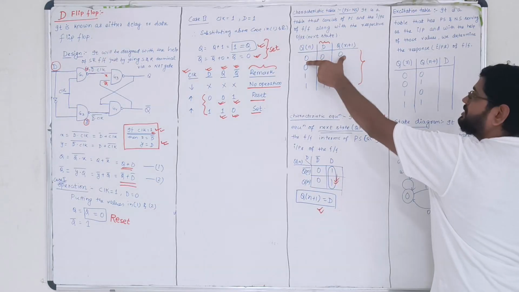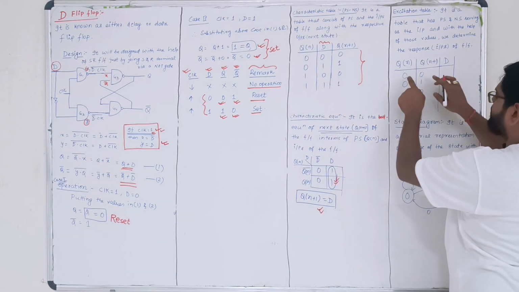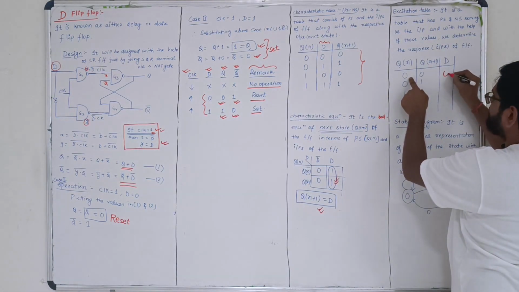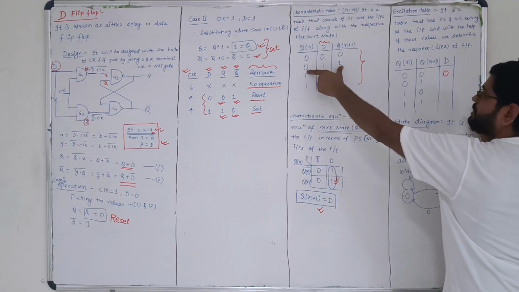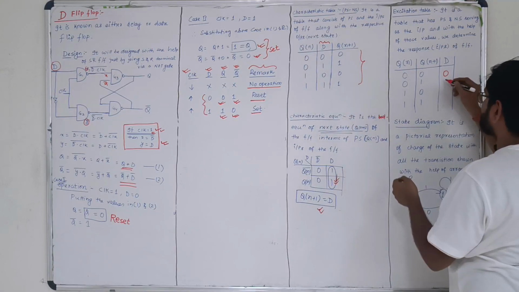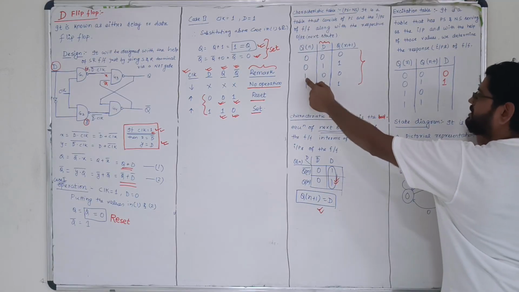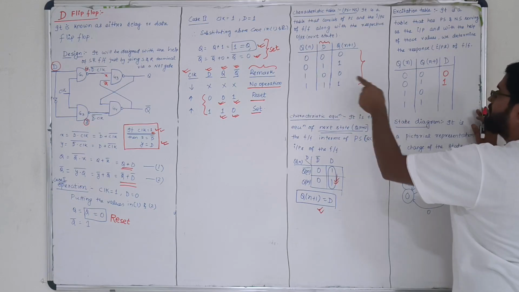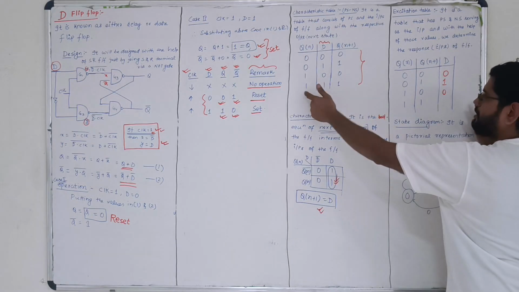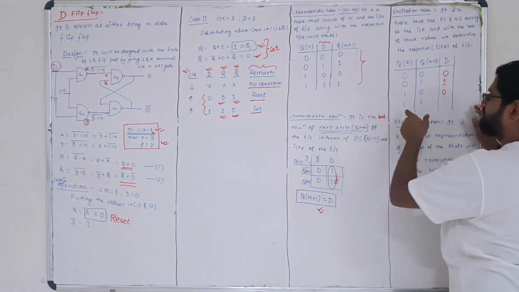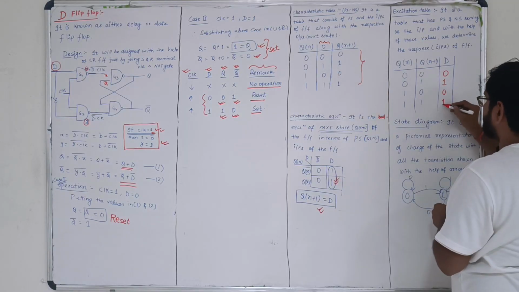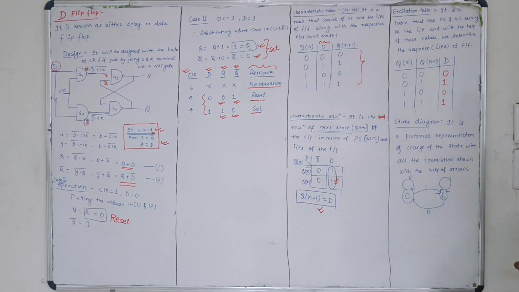Present state 0, next state 0. What is the value of D? 0. Present state 0, next state 1. What is the value of D? 1. So we are writing it as 1. Present state 1, next state 0. What is the value of D? 0. We have written it 0. Present state 1, next state 1. What is the value of D? 1. Write it as 1. So this is your excitation table.